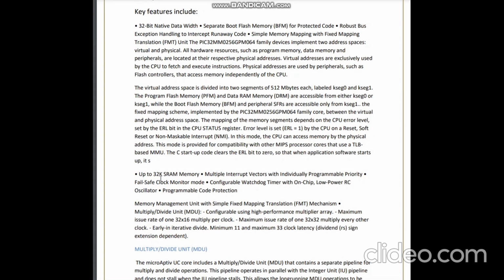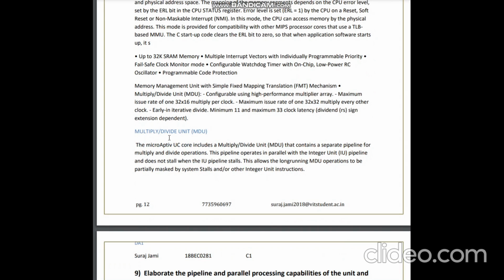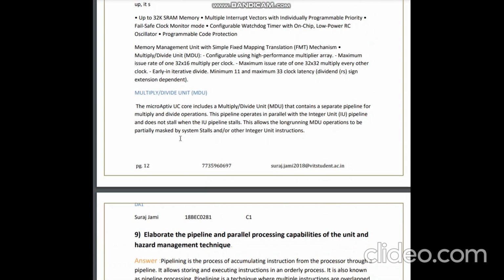Up to 32 kilobytes of RAM memory, SRAM, static. Multiple interrupt vectors with individual programmable priority, fail safe clock monitor, configurable watchdog timer on chip. Now let's go to the multiply divide unit.